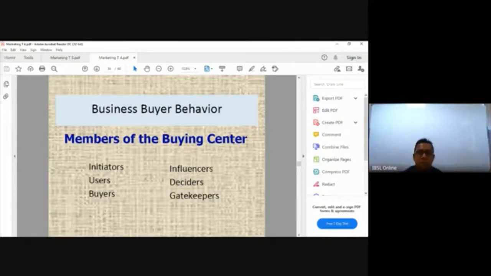We will support the decision. And who are the gatekeepers? The gatekeepers are the people who will object to the idea. No, we should not go for a new application. We will use the same one for another few years because of the cost and other things. So there will be some objections coming from within the organization, or maybe the accounts division might object: our cash flows are not good, we will not be able to buy this. So they are called gatekeepers.